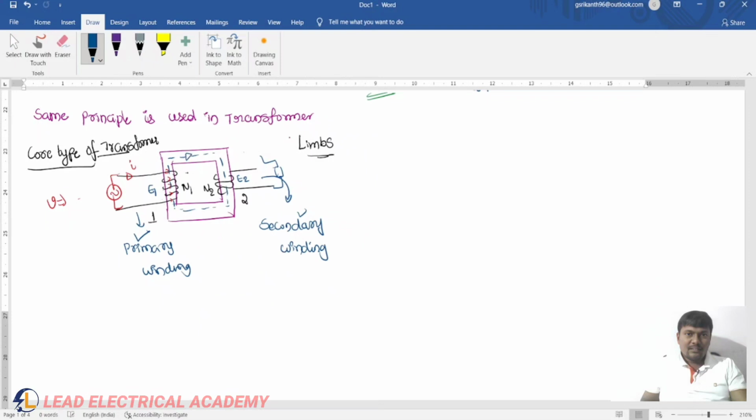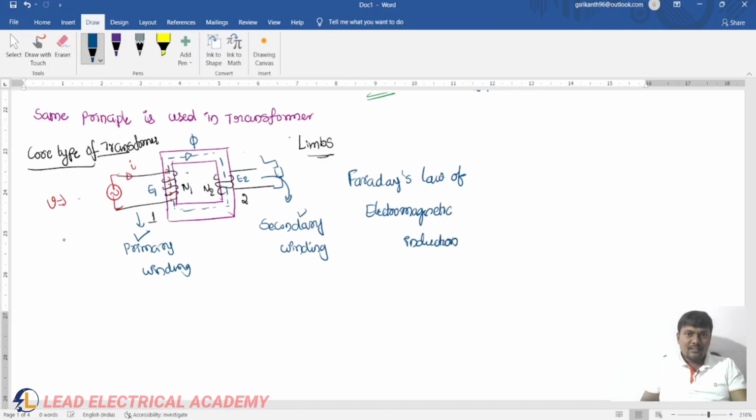This alternating flux is linking with the primary number of turns and secondary number of turns. An EMF is induced in the primary winding and an EMF is induced in the secondary winding according to Faraday's law of electromagnetic induction.